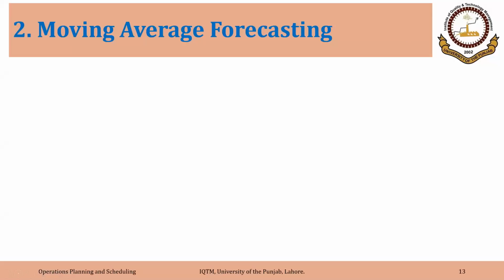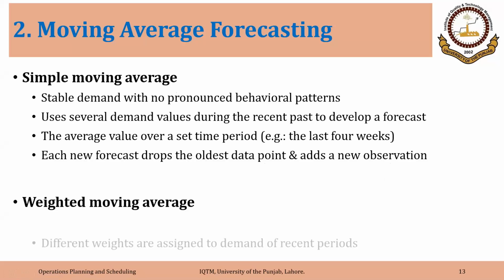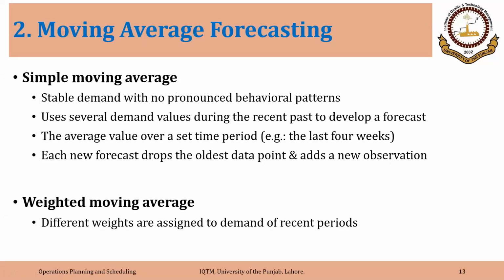Okay, the second time series method that we're going to discuss is moving average forecasting. It further has two types: simple moving average and weighted moving average. Simple moving average is generally used where we have stable demand with no pronounced behavioral patterns, so only random variations are there in the data.